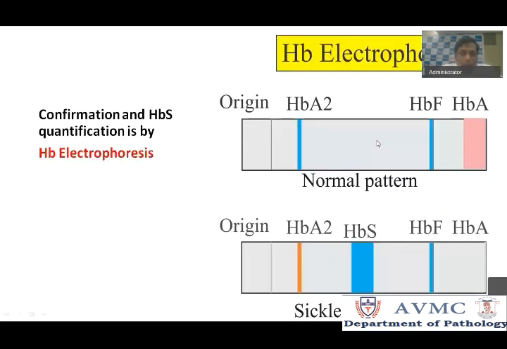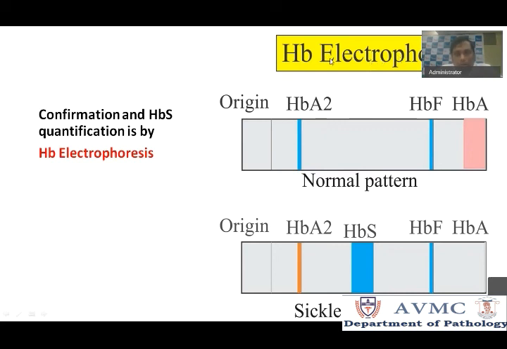But a more confirmatory diagnosis is HB electrophoresis. Sickling test you can do, but if in your exam somebody asks you what is the confirmatory test for sickle cell anemia or any hemoglobinopathies, you need to say HB electrophoresis and genetic studies.